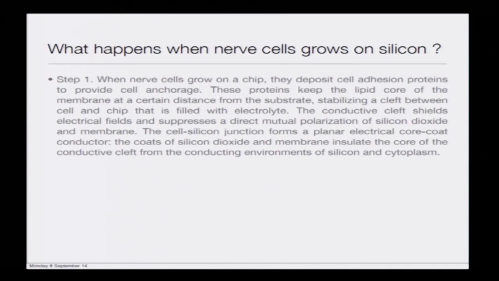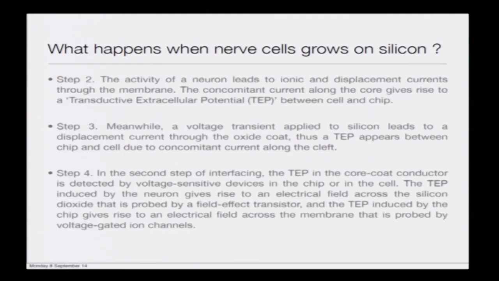The conductive cleft shields the electrical field and suppresses a direct mutual polarization of silicon dioxide and membrane. The silicon-cell-silicon junction forms a planar electrical core-coat conductor. The coats of silicon dioxide and membrane insulate the core of the conductive cleft from the conducting environment of silicon and the cytoplasm. Step 2, the activity of the neuron leads to ionic and displacement current through the membrane.